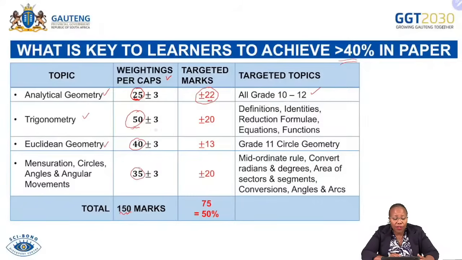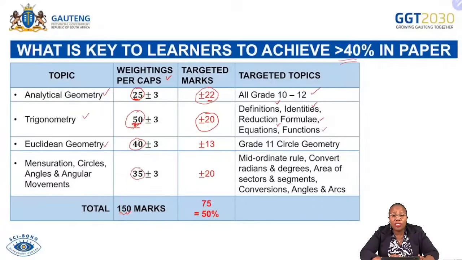And then out of our trigonometry, out of 50, please ensure that you can get plus minus 20. What are you focusing on? The definitions, your identities. Remember, you'll find at the back of your question paper the reduction formulae, equations, and your trigonometric functions. And out of these 50 marks, grade 12, if you can collect plus minus 20 marks, you will be able to reach greater than 40%.